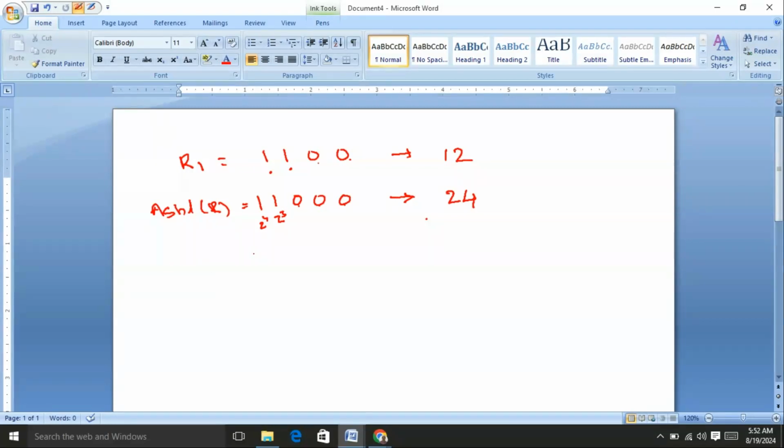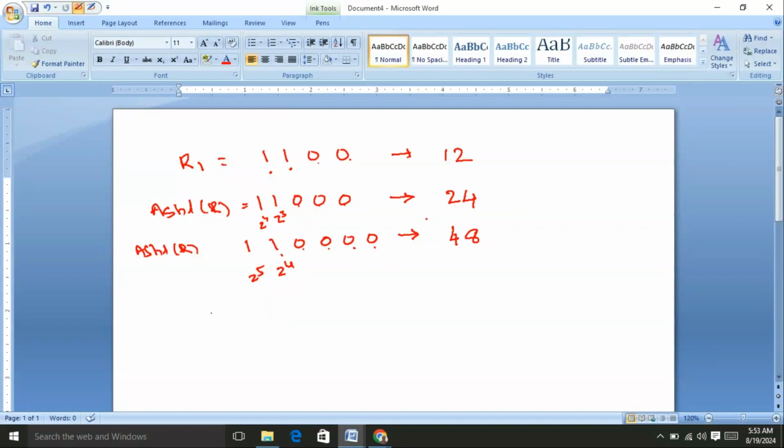Again I am going to perform a left shift of arithmetic, ASHL of R1. Again 1 is here, 1 is here, 0 0 0, and one more 0 is inserted. Now let us consider this is 2 to the power of 0, 2 to the power of 1, 2 square, 2 cube, 2 to the power of 4, and this is 2 to the power of 5. 2 to the power of 5 is 32, 32 plus 16 is equal to 48. We can observe that for each and every left shift, the value of the register is multiplied by 2.